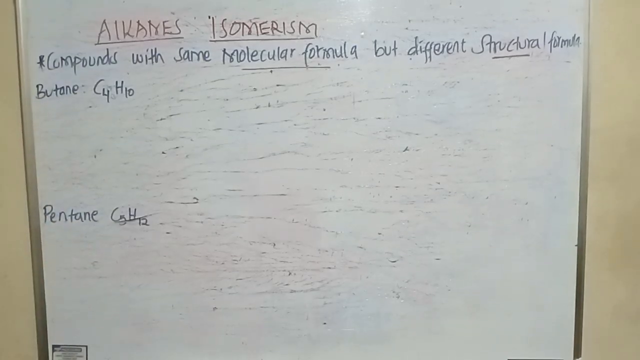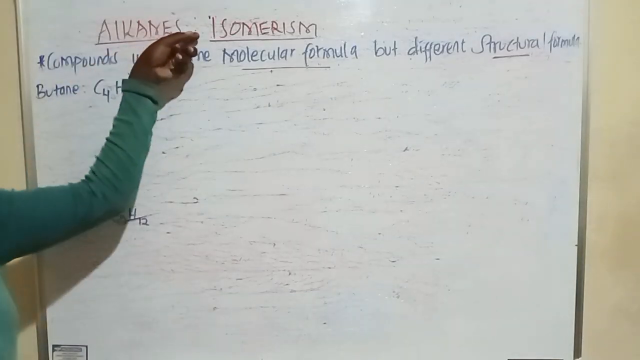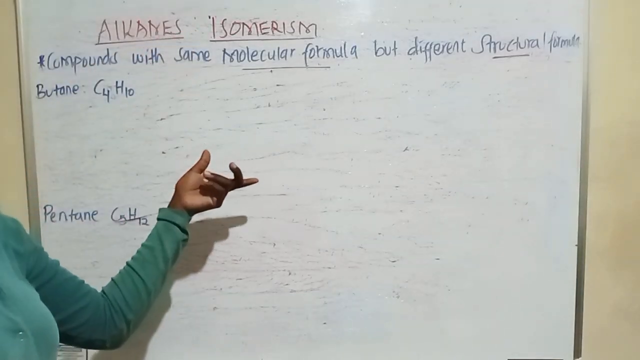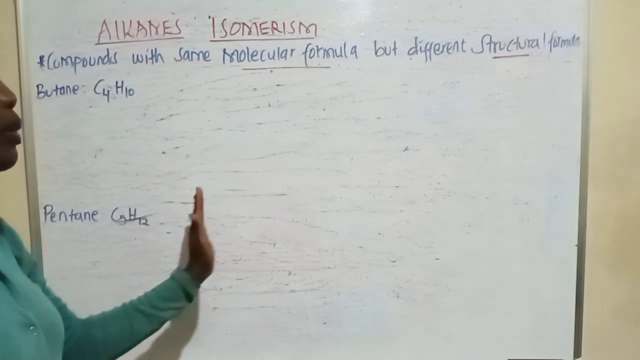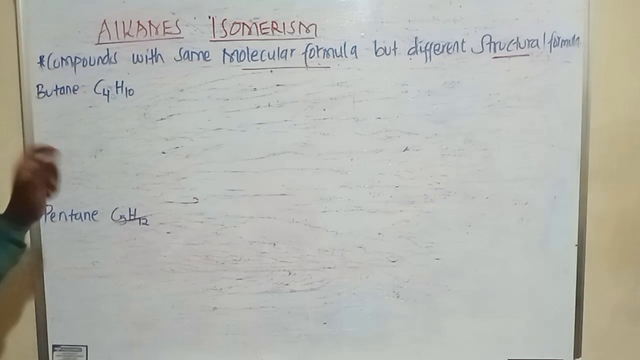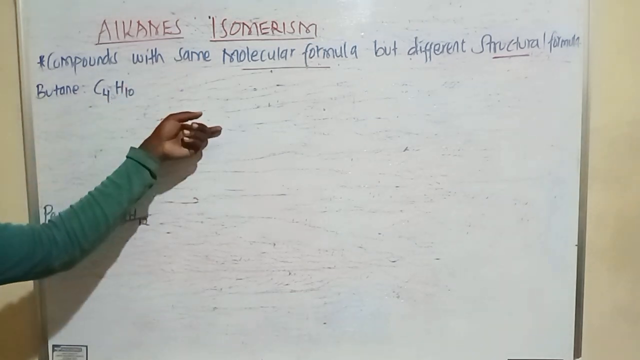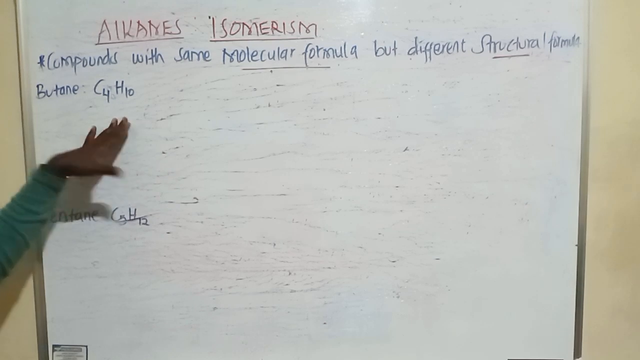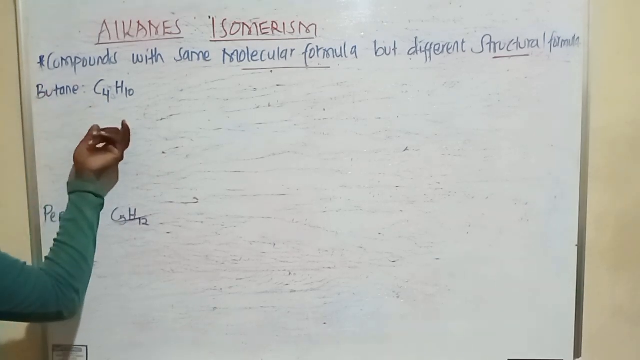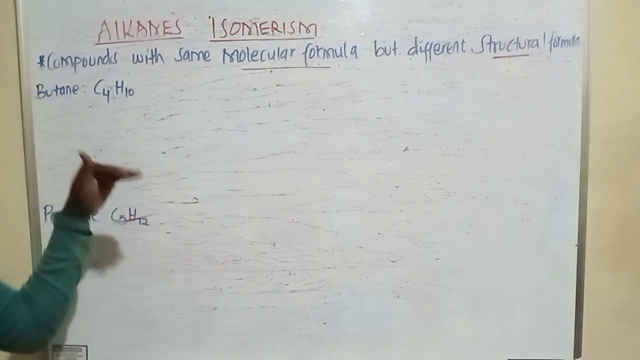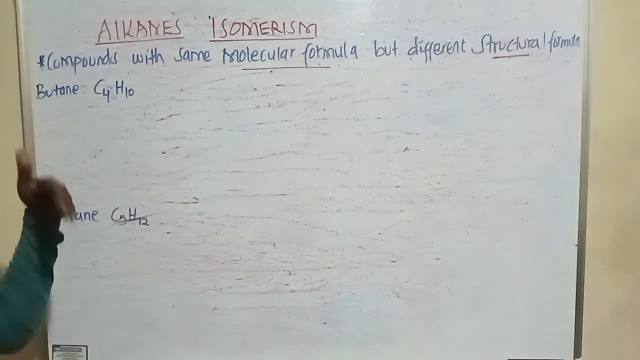So the type of isomerism that occurs in alkanes is what you call branched chain isomerism. In branched chain isomerism, you have two or more compounds forming from our butane or pentane or any alkane which shows isomerism.